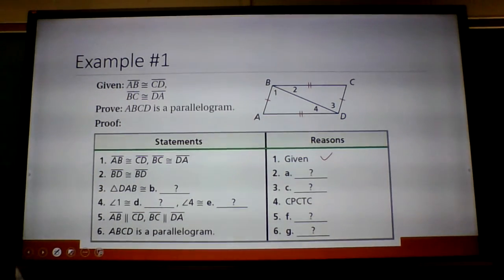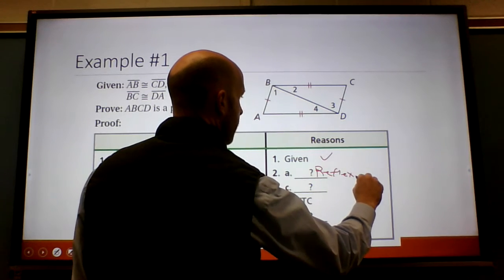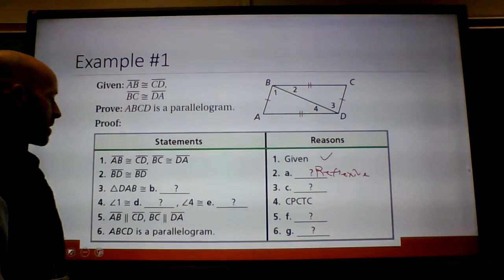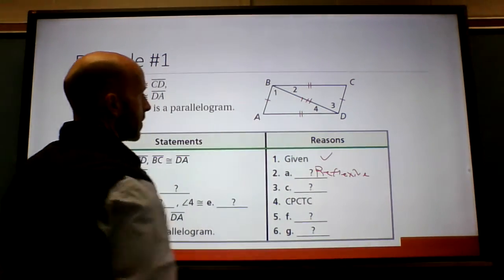So step 2, why is BD congruent to BD? Well, that's our reflexive property. We've used that quite extensively in this class. So that means that this segment is congruent to itself.